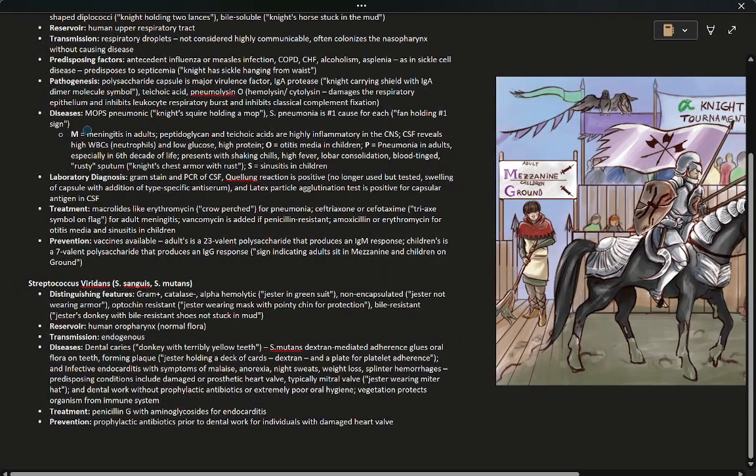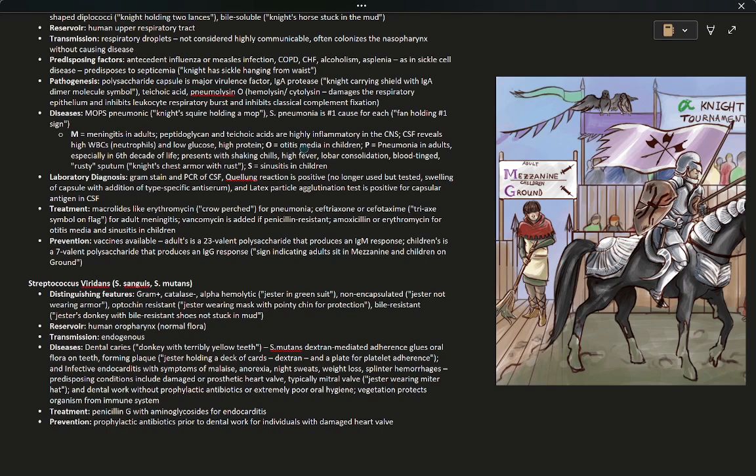So, the M in the MOPS mnemonic stands for meningitis in the adults. In this case, the peptidoglycan and the teichoic acids are highly inflammatory in the central nervous system. The cerebrospinal fluid will reveal high white blood cell counts, especially neutrophils, and low glucose levels, along with high protein levels. So these are the pathophysiological characteristics and the clinical characteristics behind meningitis caused by Streptococcus pneumoniae.